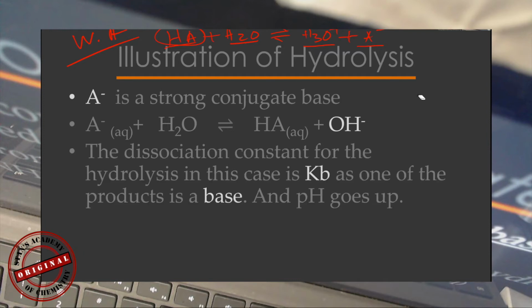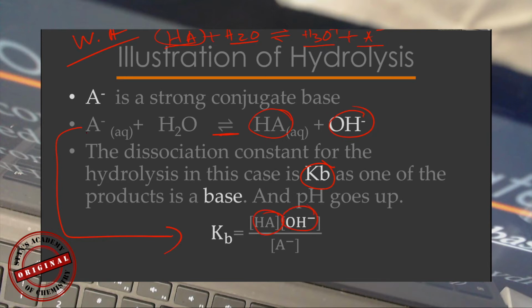The dissociation constant for the hydrolysis in this case is referred to as Kb. As one of the products is a base, the pH goes up, therefore the solution will become basic. So I'm using this equation, and I'm writing an expression for the dissociation because this is an equilibrium expression. The products are HA and OH. In the reactant, I will only use A minus, because water is a liquid that is present in excess. I will not include it in the equation. Because the product is hydroxide, the subscript becomes B, or Kb. Kb represents an equilibrium constant for any substance that produces a base.